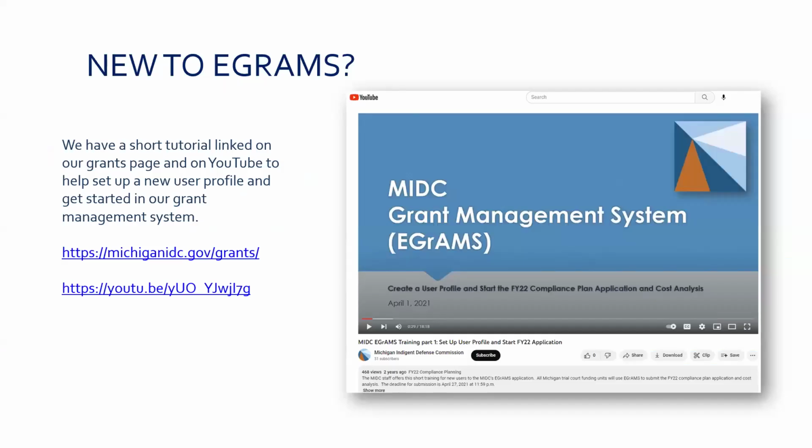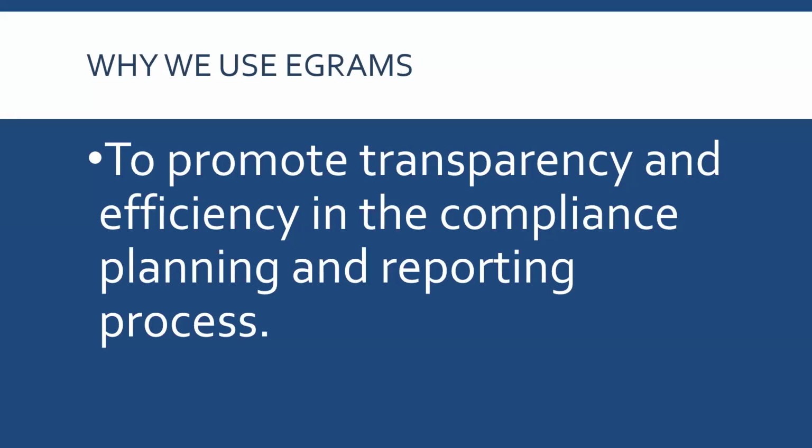I did notice a couple of new faces today. If you're new to EGrAMS, please make sure that you set up your credentials using a short tutorial that we've created on our website. If you go to michiganidc.gov on our grants page, it'll take you also to our YouTube page where we have just a recording. It just takes a few minutes to set up your credentials. This is an older video, but the same instructions apply today. And we want to make sure that you're associated with the correct funding unit or funding units. Some of you will be entering plans for a couple of different systems, so we can help facilitate getting your credentials in place. Just let us know if you need any assistance.